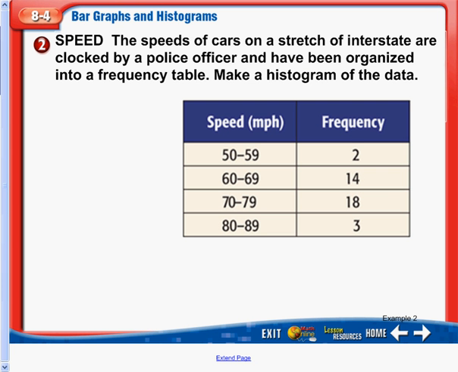Next is speed. The speeds of cars on a stretch of interstate are clocked by a police officer and have been organized into a frequency table. Make a histogram of the data. So again, we've got 4 pieces of information ranging from 2 to 18. So I'm going to explain how I would do this on my paper here.